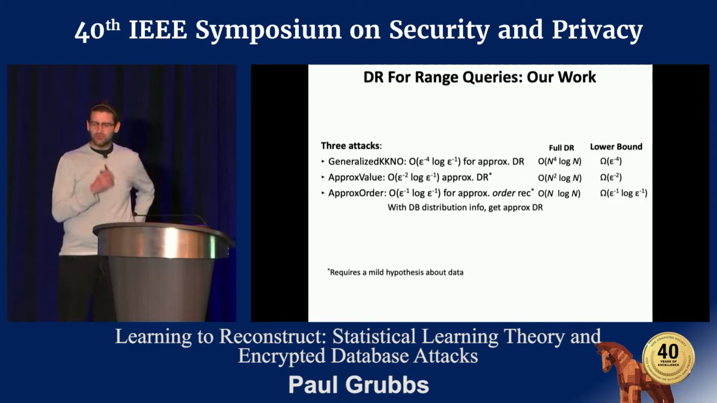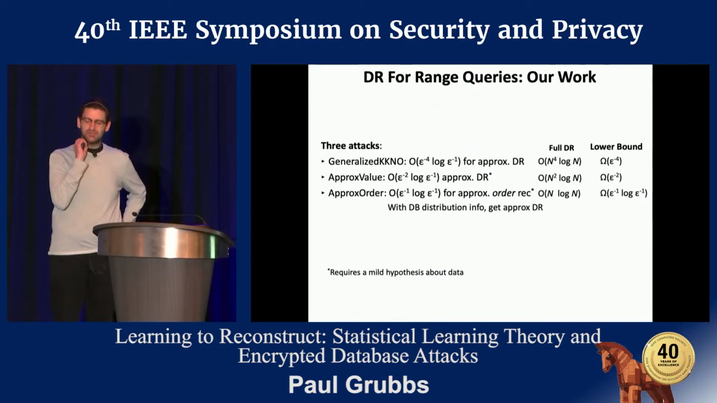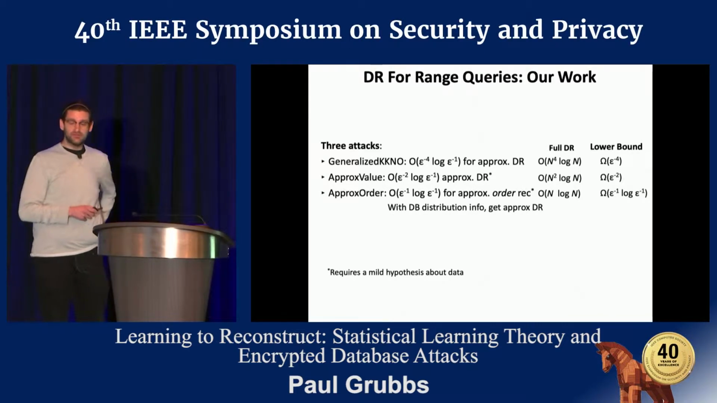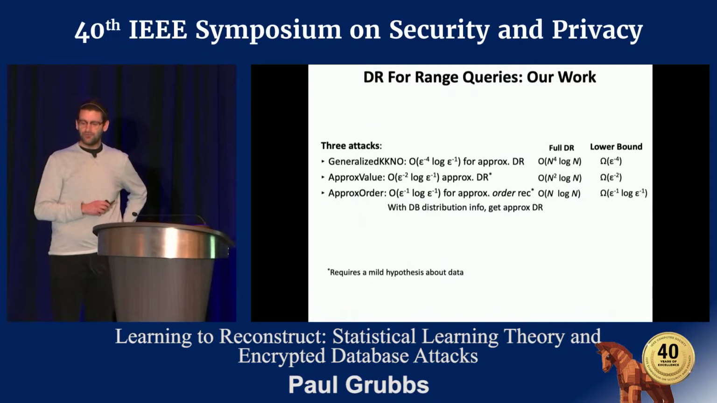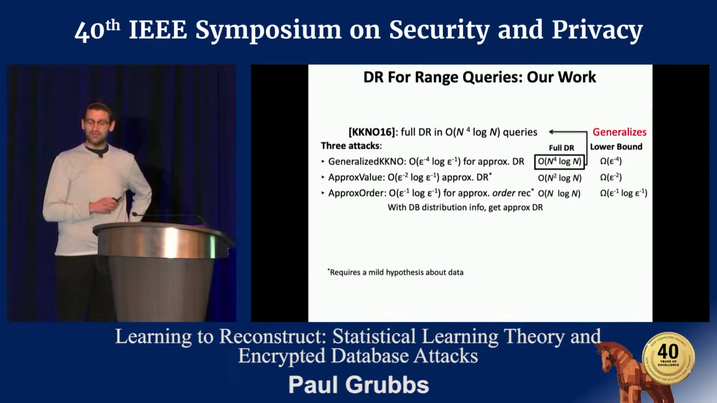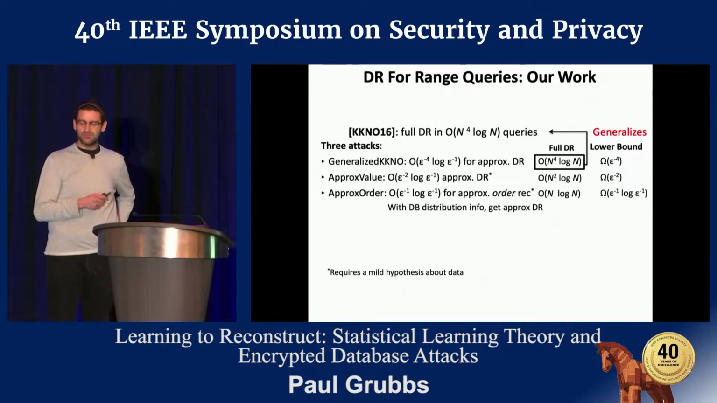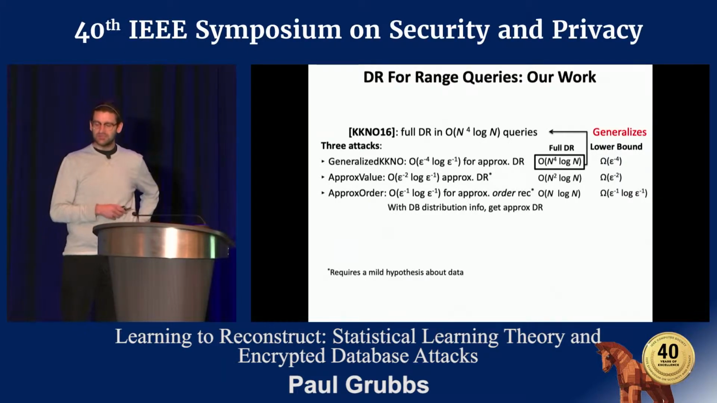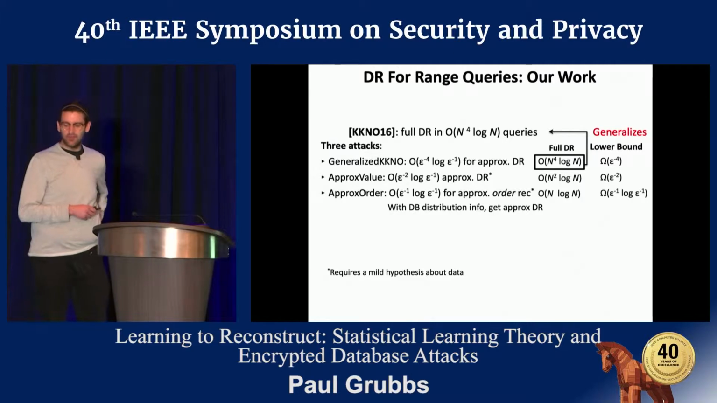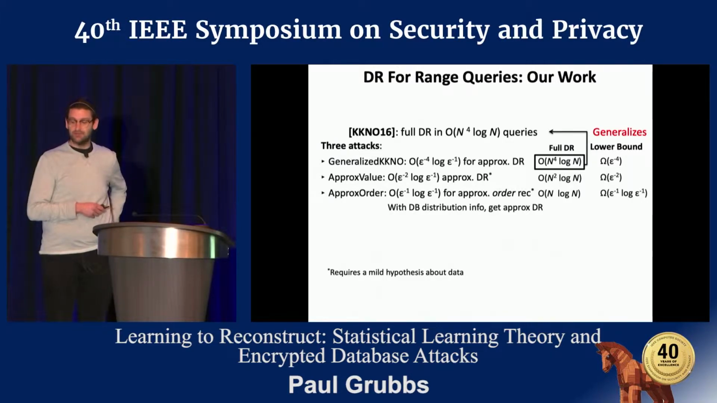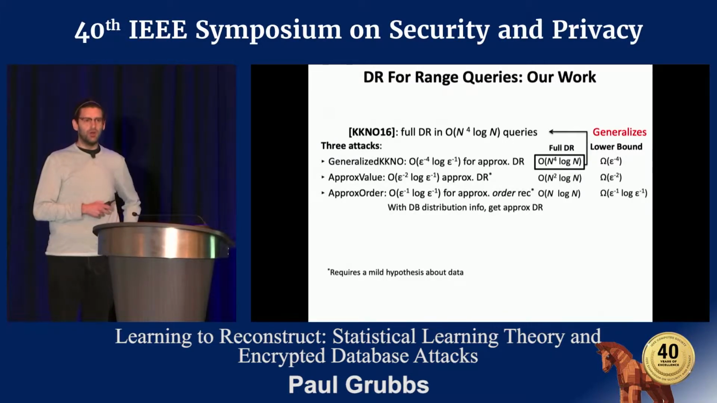This work presents 3 database reconstruction attacks for access pattern leakage from range queries. All of these attacks are scale-free. The first is a direct generalization of the techniques of Kellaris et al. and achieves approximate database reconstruction for any database with 1 over epsilon to the 4 log 1 over epsilon uniformly random range queries. Taking epsilon to be 1 over n, we recover the KKNO attack's query complexity exactly. We also show a big omega of 1 over epsilon to the 4th lower bound for this goal.